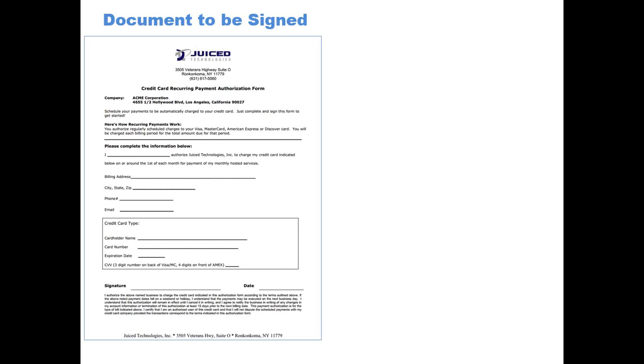It's a basic form which I'm going to send out to my customers. I'm basically going to ask them for some information. I'm going to ask them who they are, what their billing address information is, phone number, email. Then I'm also going to need to know what the card type is, the cardholder name, number, expiration date, and the CVV. And I'm also going to look for a signature. And this is a typical format of an authorization form.